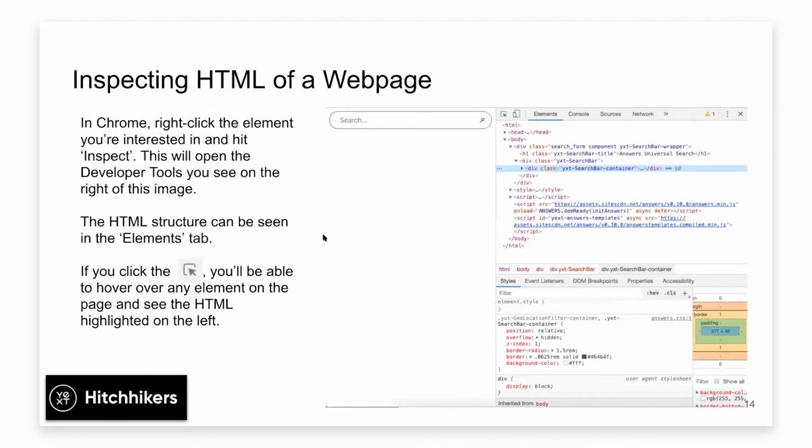Okay, so you can actually inspect the HTML of any live web page, anything you can visit in your browser. If you're in Chrome, you can right-click on any element you want to inspect, click on the inspect option, and then it'll bring up the developer tools console.